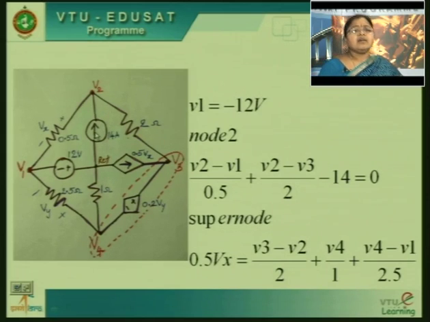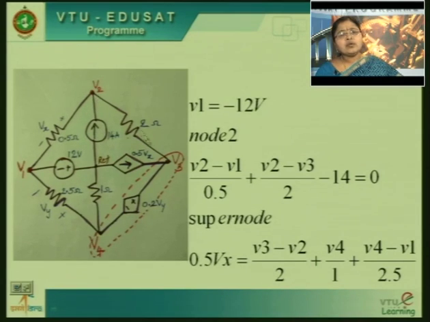All the elements are simple elements, so you can easily write the V2 equation. The current flowing through this branch is V2 minus V1 divided by 0.5 ohms. Because we are writing the equation at node 2, our assumption is always that V2 is greater than V1. So, current will flow from V2 to V1. If current leaves the node, it is positive. That is why V2 minus V1 divided by 0.5 ohms is the current flowing through this branch.